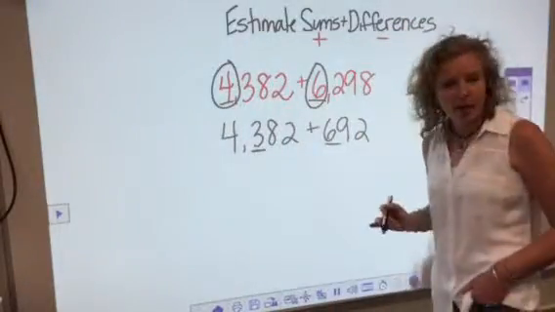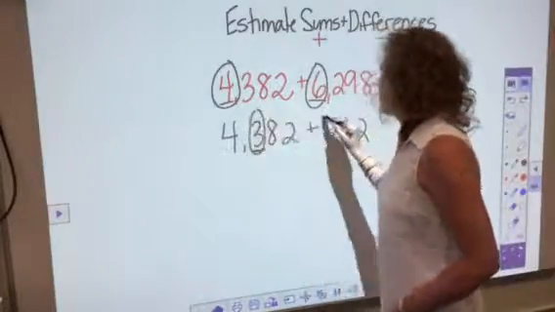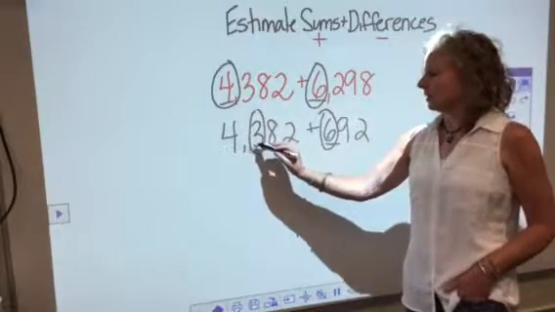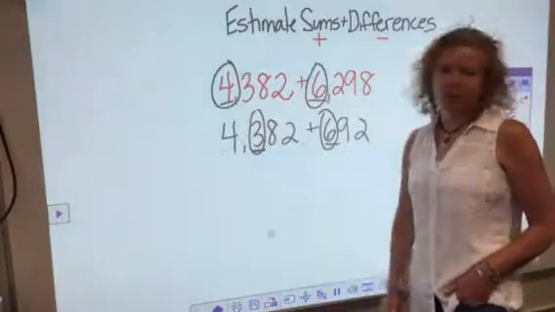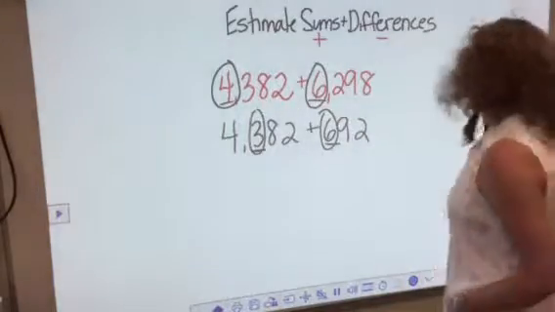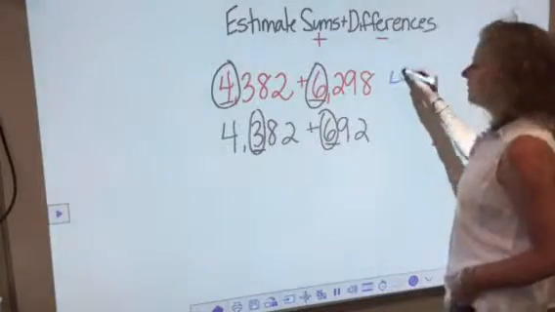Here, I was going to round to the thousands because both numbers are in the thousands. Here, I would round to the hundreds because this number is in the hundreds, and it shares that value with that one. Does that make sense? So then what you're going to do is you're just going to follow our rounding rules. You know those.